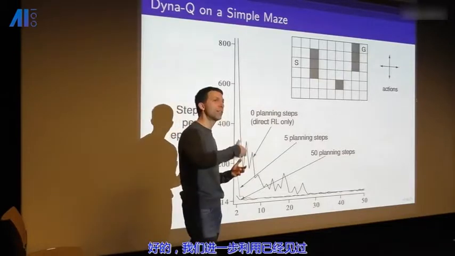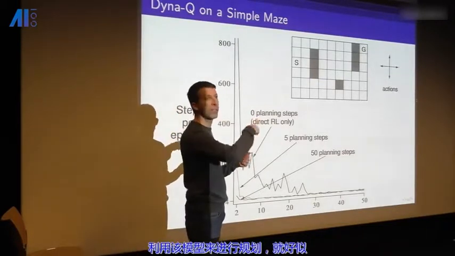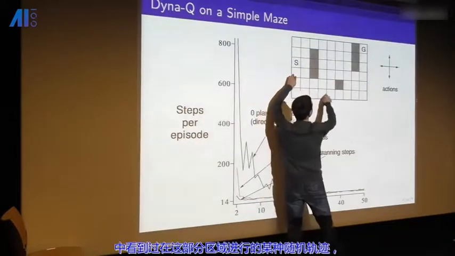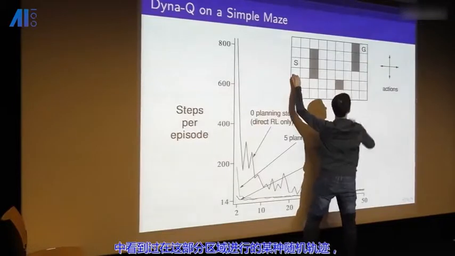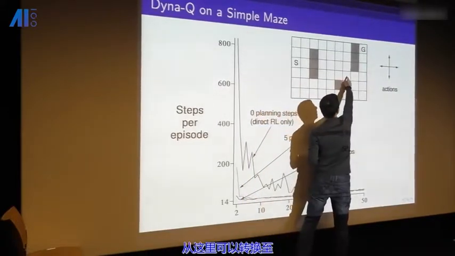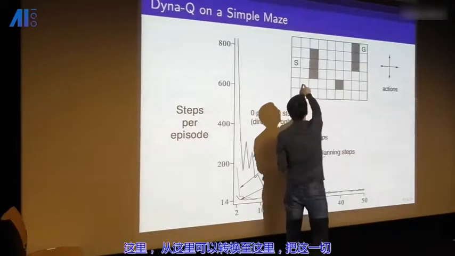So we squeeze more out of the data we see by first building a model and then using that model to plan. It's like we might have seen some random walk around here in our first episode, but that random walk was enough to tell us that from here I can transition to here, and from here I can transition to here.